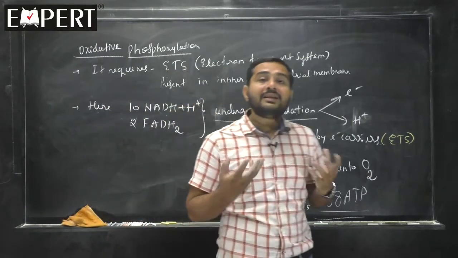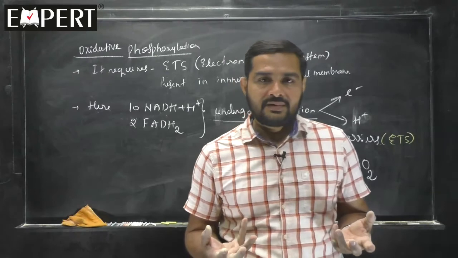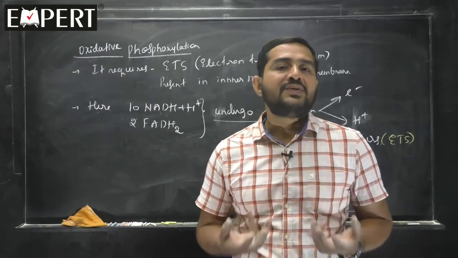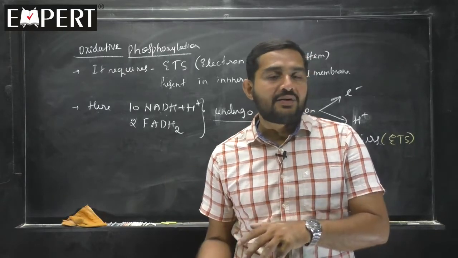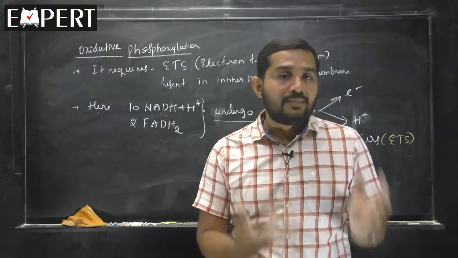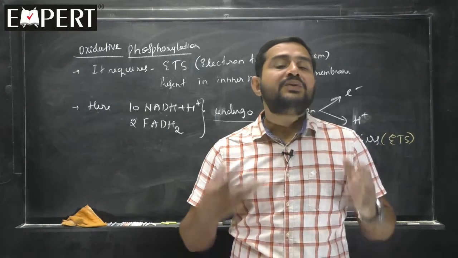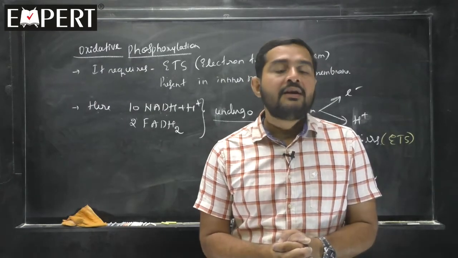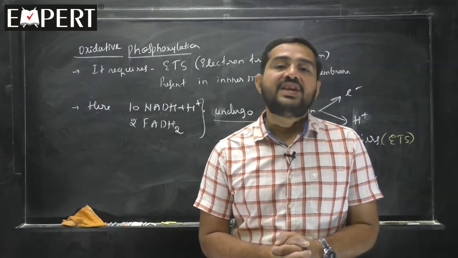And who are all these electron carriers? How many complexes are present? How are the electrons carried from one electron carrier to another electron carrier? How is the proton gradient established? How are the ATPs formed by chemiosmosis? We are going to discuss that in the next class.